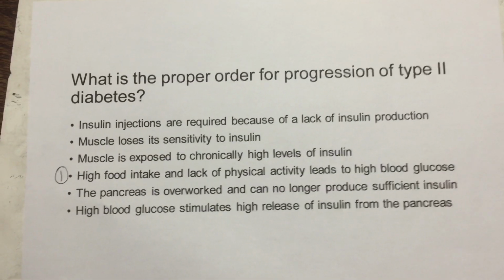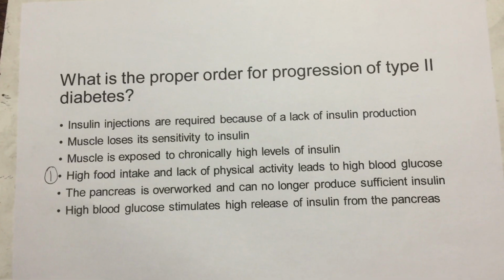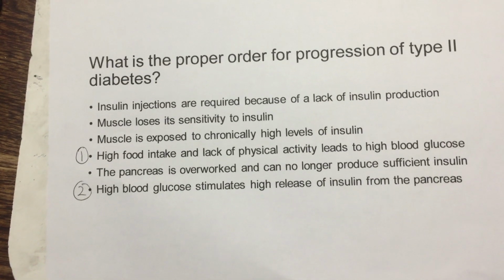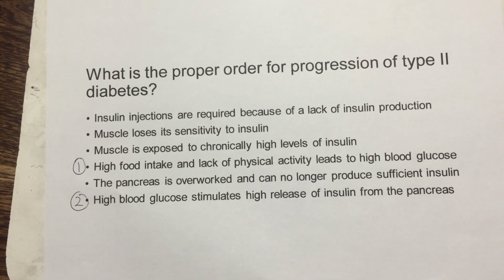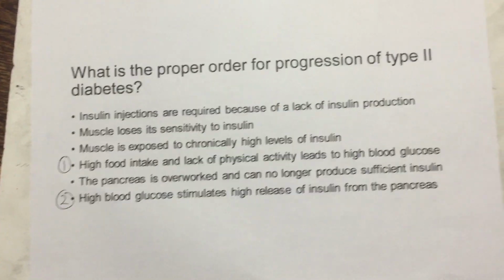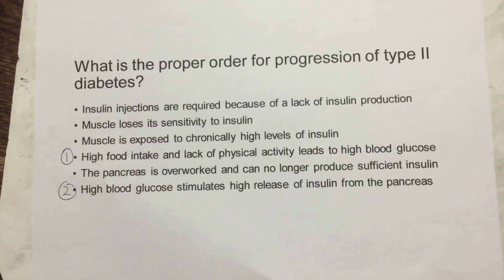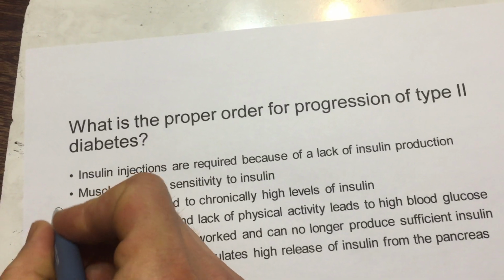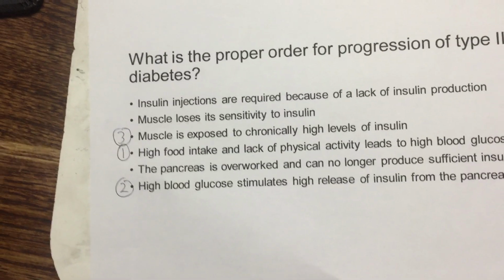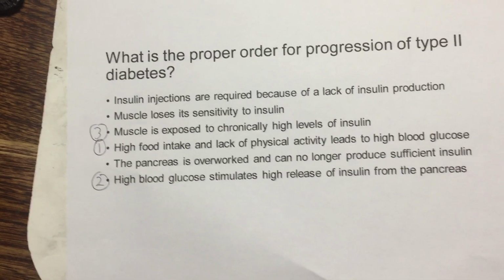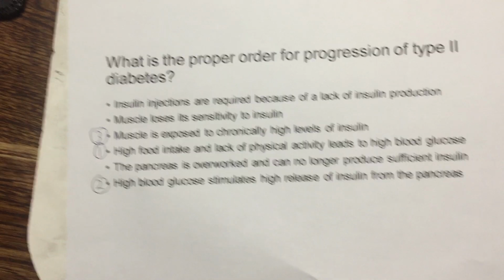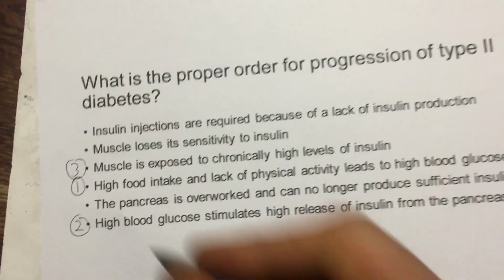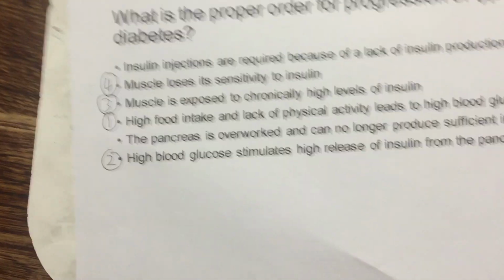The second step here is that the blood glucose would stimulate high release of insulin from the pancreas. That's your second stage. The third stage is that your muscle is exposed to chronically high levels of insulin. So that's 3. Recall that insulin has to bind to the muscle membrane to get glucose inside the muscle. The next step is that muscle would lose its sensitivity to insulin. So the insulin essentially stops working on the muscle.